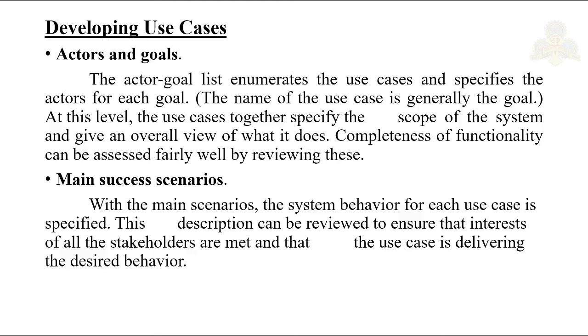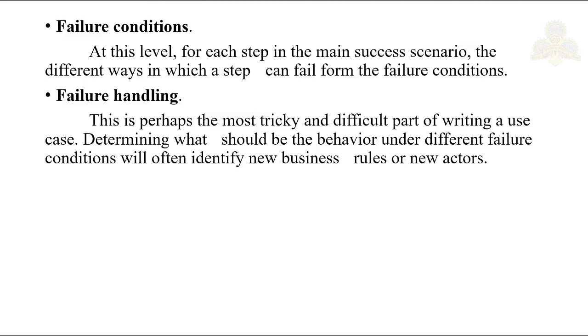The third level of abstraction is failure conditions. Once we have specified all the main success scenarios, there could be some failure scenarios as well, right? So we have to identify all possible failure conditions in this step. For each main success scenario, there could be one or more failure scenarios. We have to identify them and write them. Now, once you have identified the failure condition, say suppose at this step it might fail.